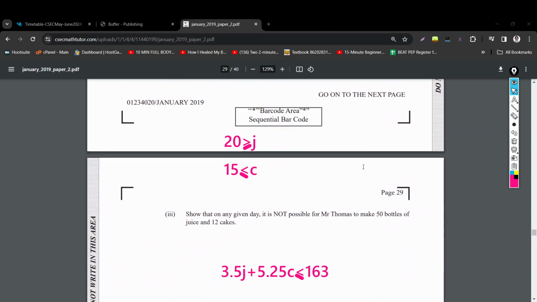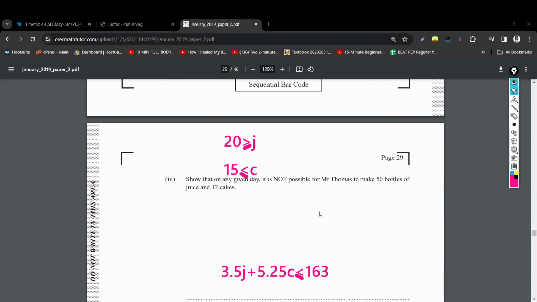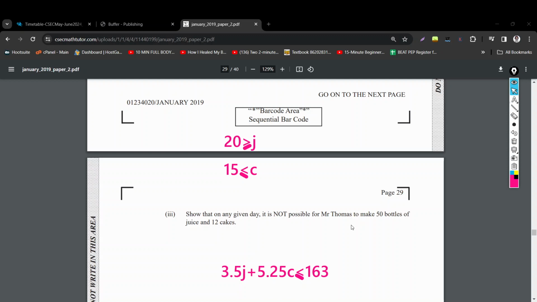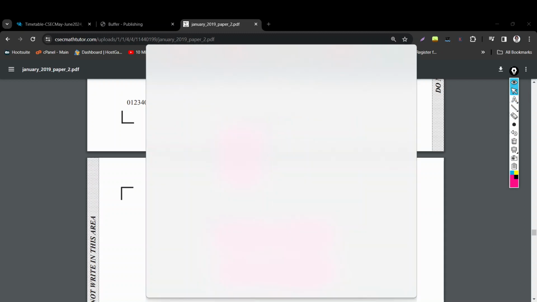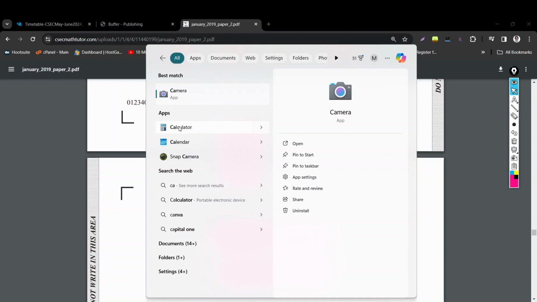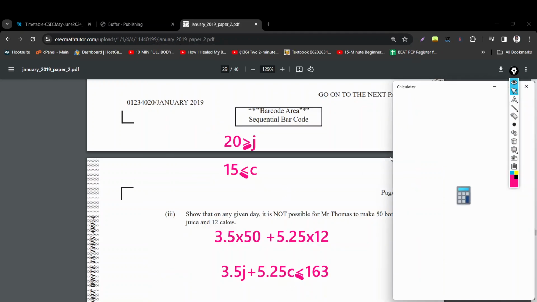And then the last one now says, show on any given day that it's not possible for Mr. Thomas to make 50 bottles of juice and 12 cakes. So that's actually pretty simple. So now we need to put 50 right there. We're going to end up with 3.5 times 50 plus 5.25 times 12. So we need to use our calculators for this. I would advise you use a calculator. Don't use your head for this one. In paper 2, you do have a calculator, so I'm going to ask you to use it.